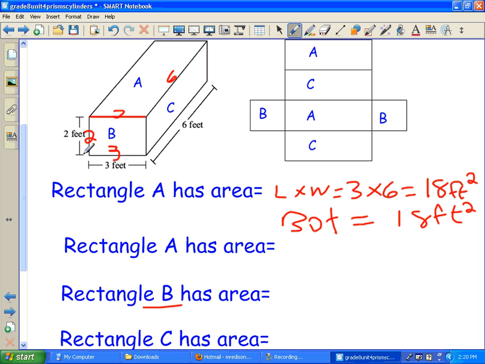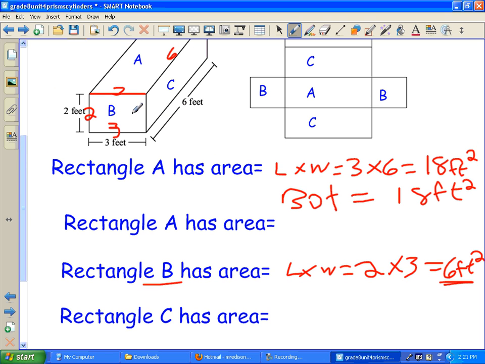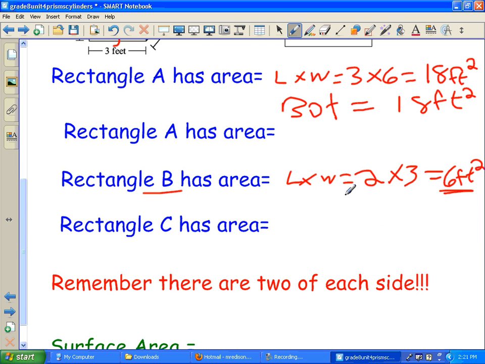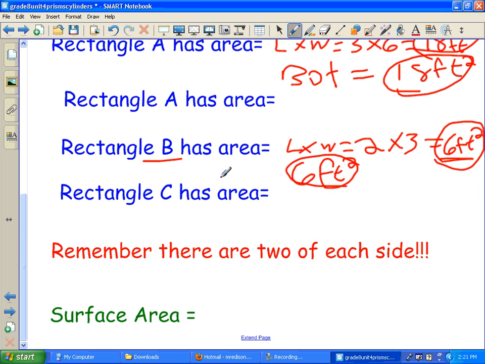So length times the width, which will be 2 times 3, which is going to be 6 feet squared. So we know that this front is going to be 6 feet squared. But since the back is identical, we know that it's going to be another 6 feet squared. So far, we've got 18 feet squared and 18 feet squared, and 6 feet squared and 6 feet squared for the B part of the rectangle.